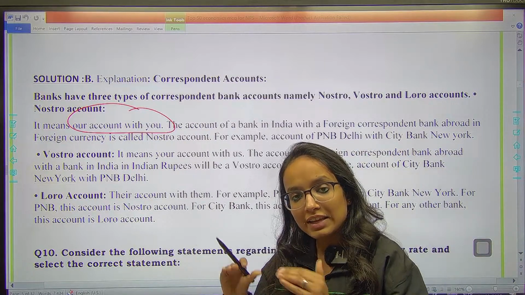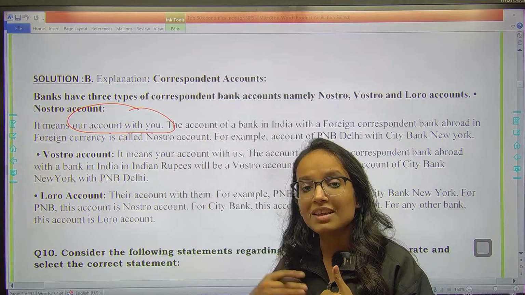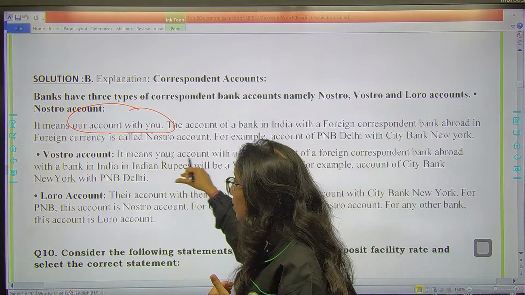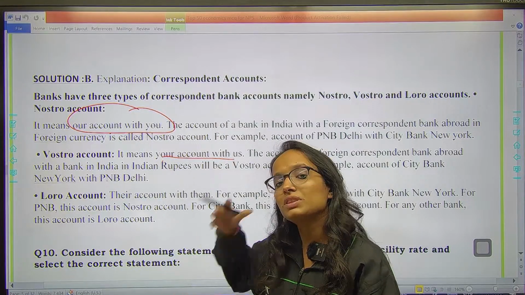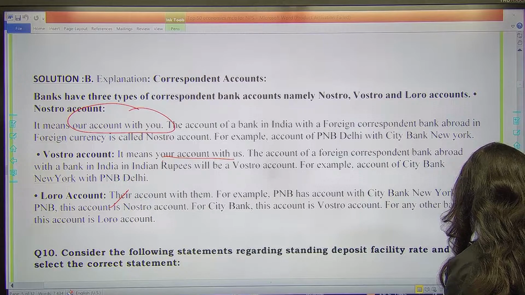Similarly, they have an account with us. Citibank New York has an account with us in India. It is their account with us. So your account with us is vostro account. And for a third party, it would be loro account. So their account with them is loro account.